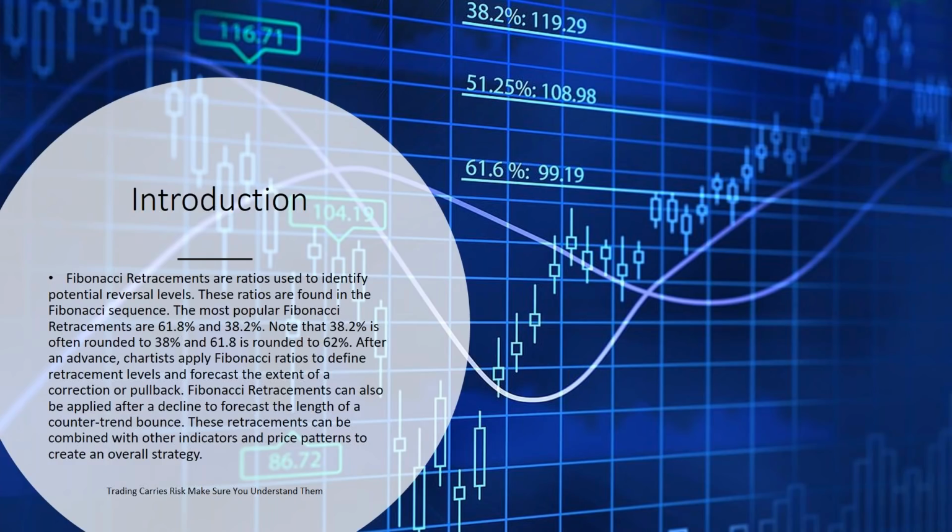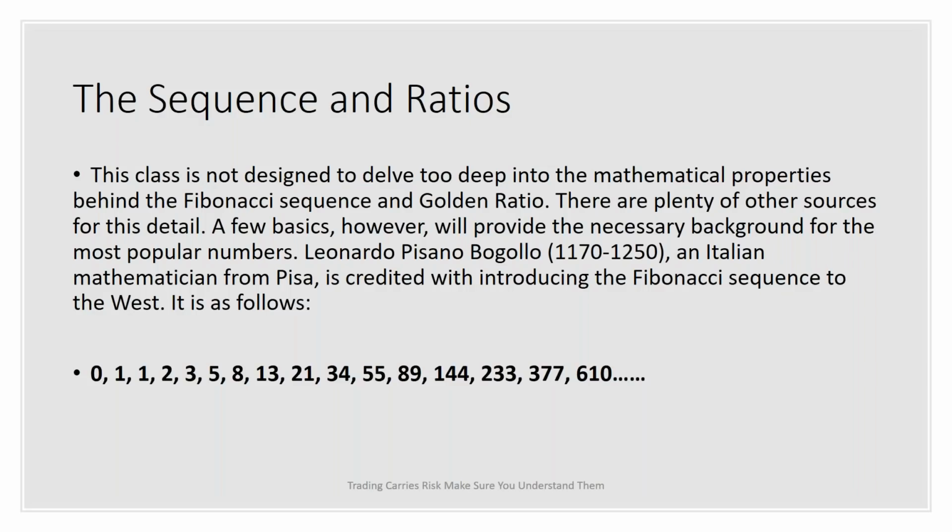Okay. Now, these numbers come from what's known as the golden ratio or the Fibonacci sequence. There are plenty of sources on the details of where all this comes from. But they were developed in Italy between 1170 and 1250 by a mathematician in Pisa who's credited with introducing the Fibonacci sequence.